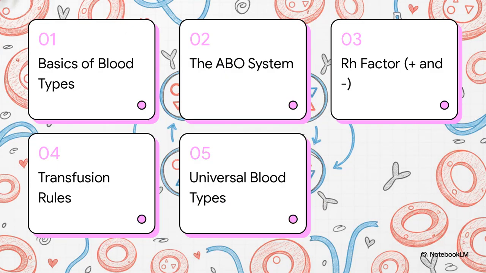So here's our game plan. We're going to break this down into 5 easy pieces. 1. The basics of blood types. 2. The ABO system. 3. The RH factor, which is your positive and negative. 4. The actual blood transfusion rules. And 5. The universal donor and recipient.